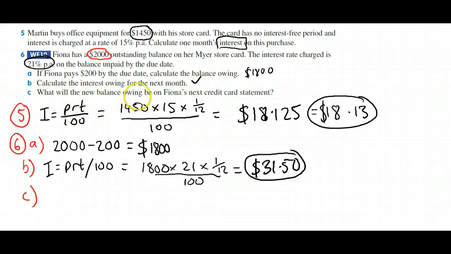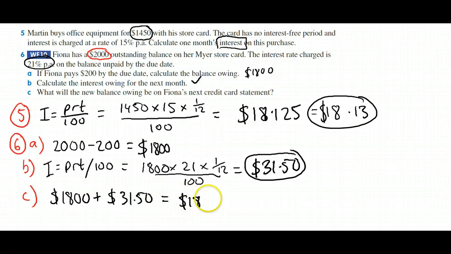So what will the new balance be owing on Fiona's next credit card statement? Well, she still owes $1,800, and now we've added on the interest for the next month, which is $31.50. So now she's going to owe $1,831.50.